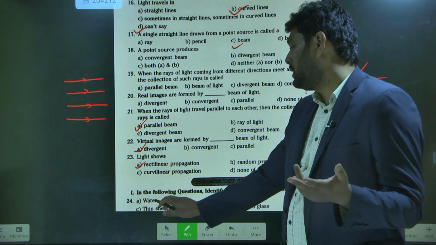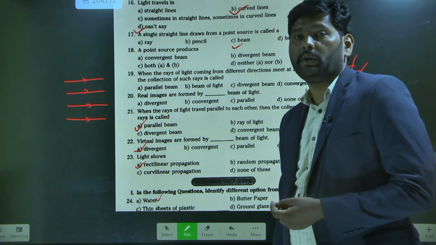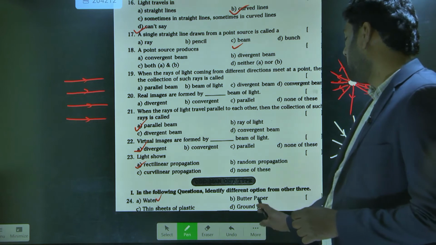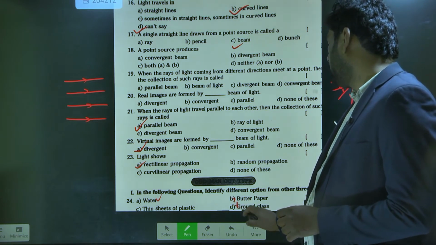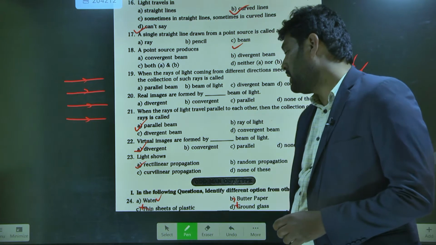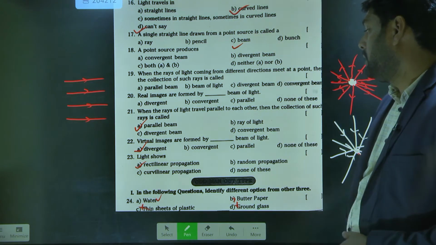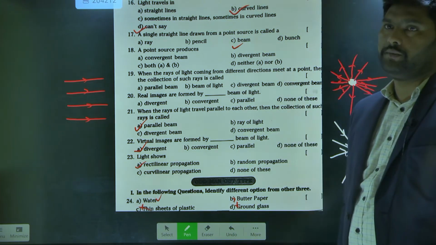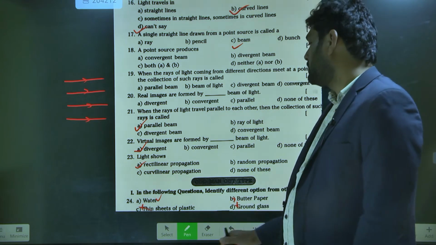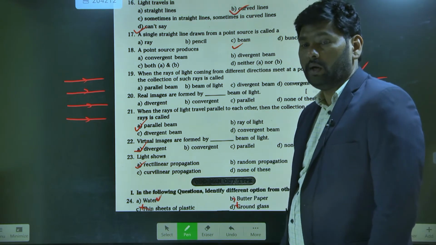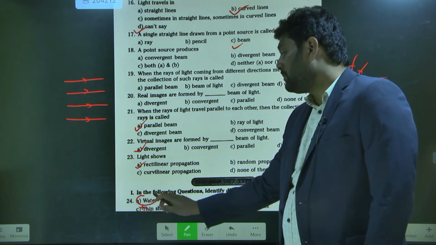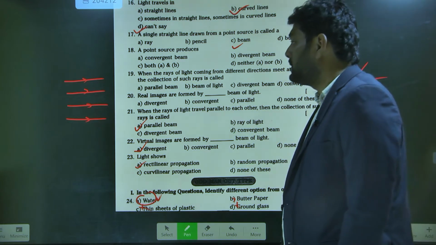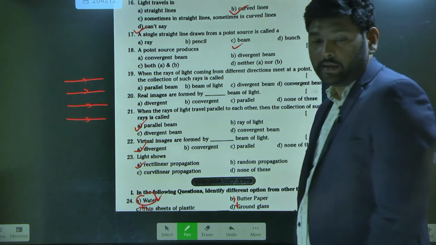See here, water is a transparent medium. It will allow the light rays through easily. Whereas butter paper, ground glass, and thin sheet of plastic, these three are translucent objects. This one is transparent, so option A is the odd man out. Understand? After this I'll share one other slide.